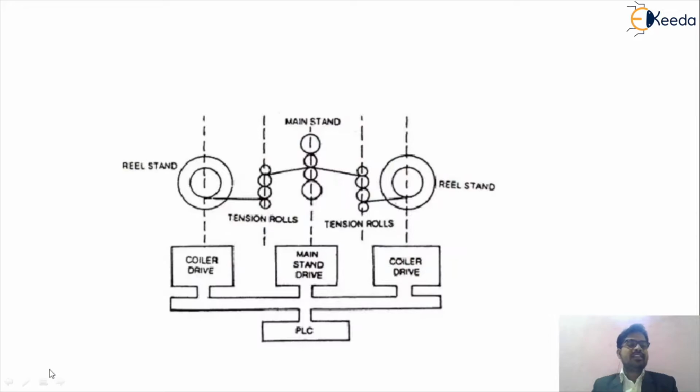So friends, now we can understand which type of drive is preferred. This is a block diagram by which we can understand the PLC control, that is the programmable logic control system, by which we can control the different types of drives. As we have seen, the motors or different types of drives are required for the different types of steel rolling mill.